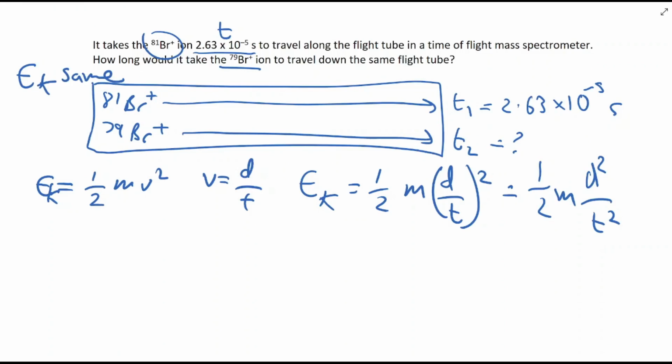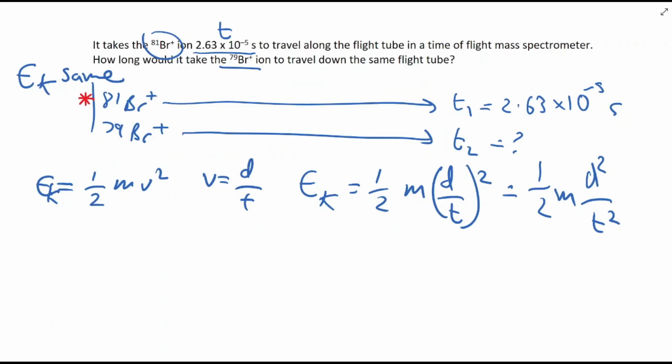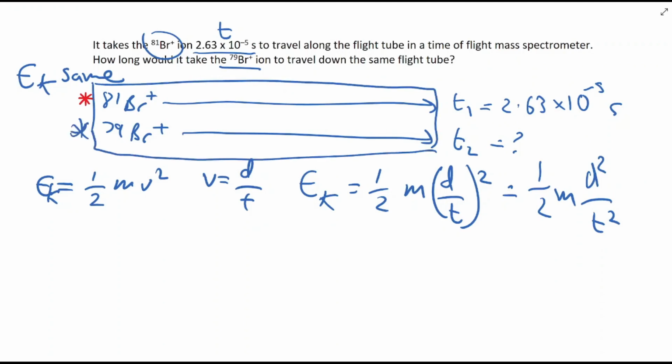What we're going to do is stipulate two versions of this equation. We're going to have the version for the 81 bromide ion, which we'll use red for, and the version for the 79, which we'll use green for. Actually, that's not very nice if you are colorblind. So let's say we are going to use blue for that one. Okay, so that one's going to be blue.